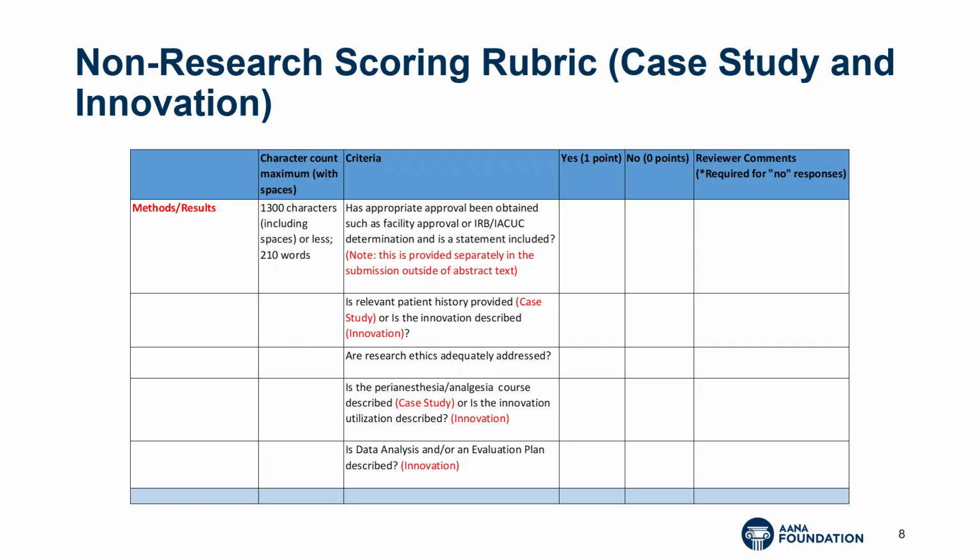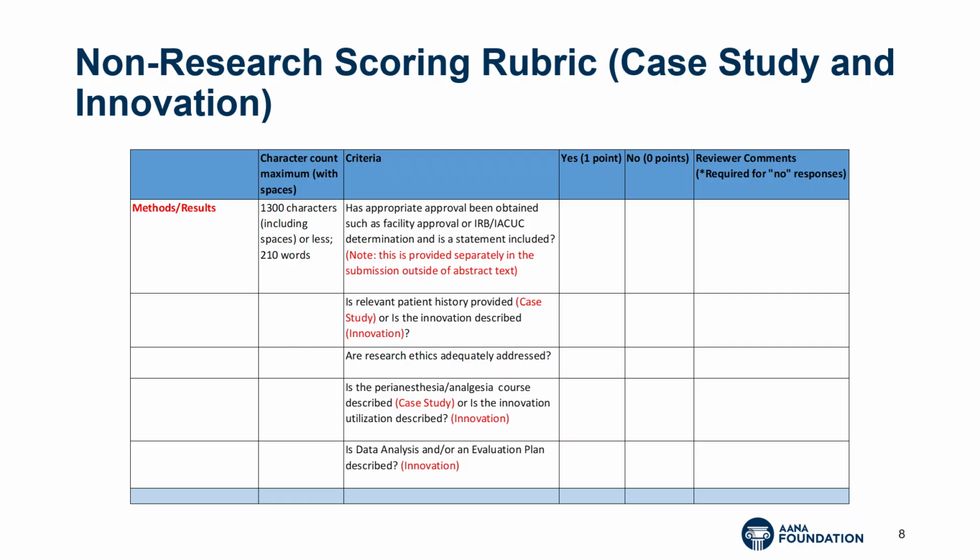This section has a 210 word count limit, and the criteria are as follows. Has appropriate approval been obtained, such as a facility approval or IRB determination, and is a statement included? Please note that this is provided separately in the submission process outside of the abstract text, but the reviewer will score that here and indicate yes if it's included or no if it's not included.